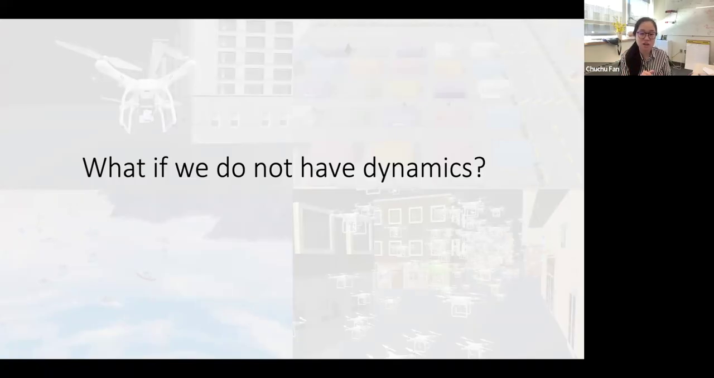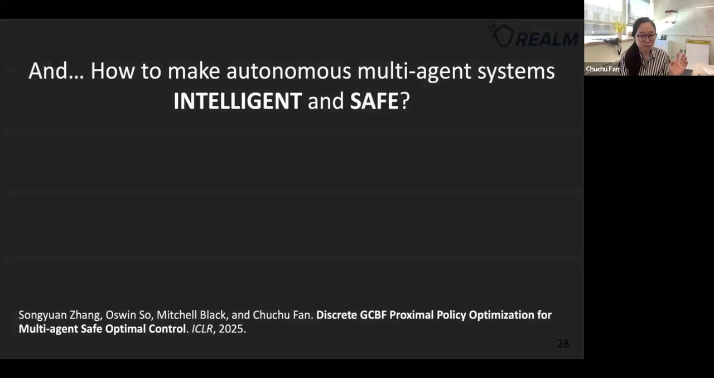It gives us this rigorous safety proof if it's learned to be the correct one, and it will consider the input constraints. But in many cases, especially today when we do not have the dynamic information, how would we still find a GCBF? More importantly, how should we make autonomous multi-agent systems both smart and safe?